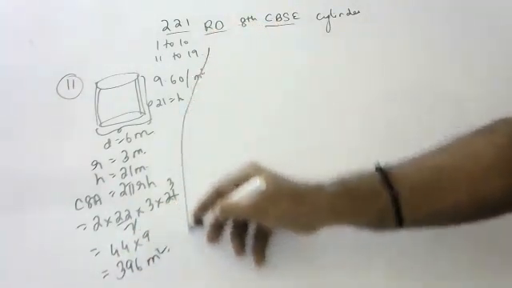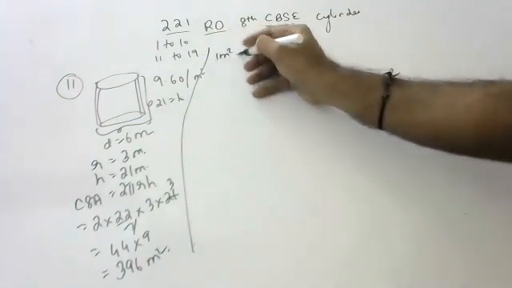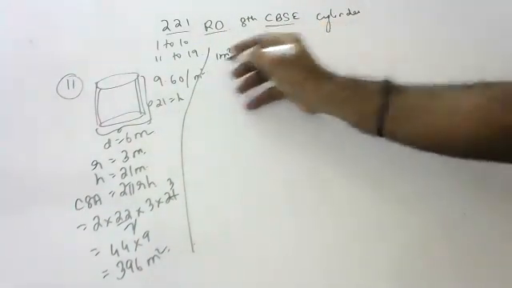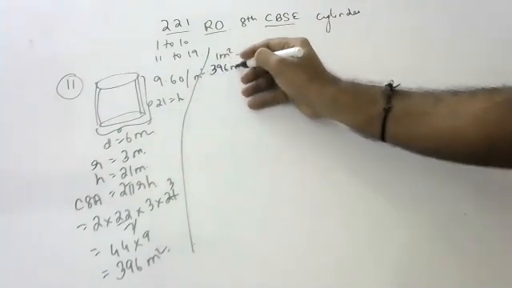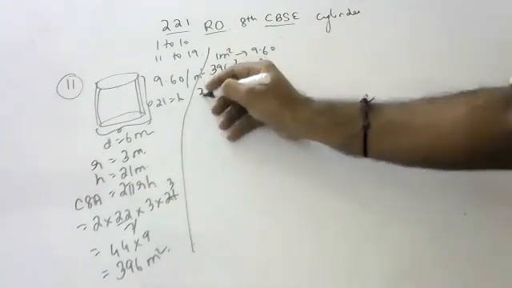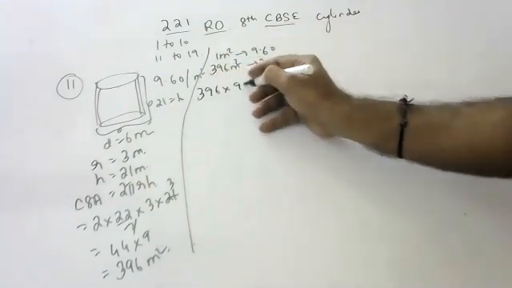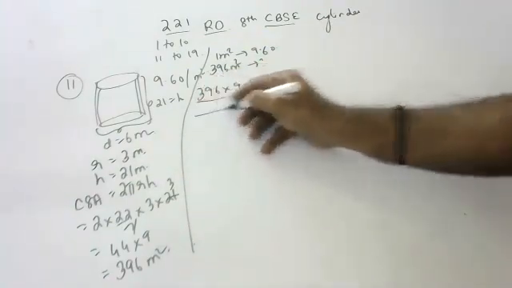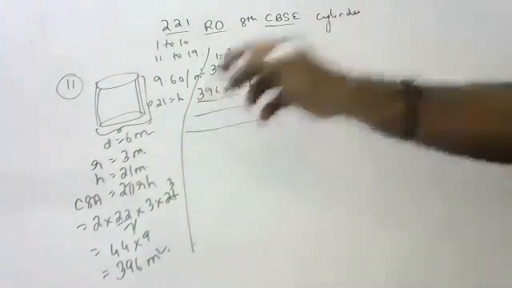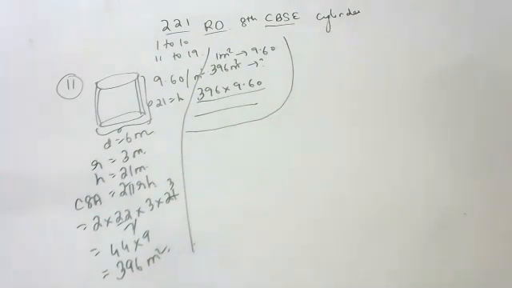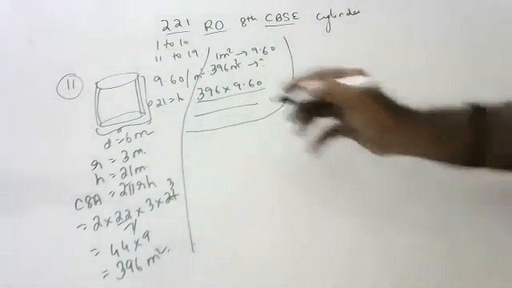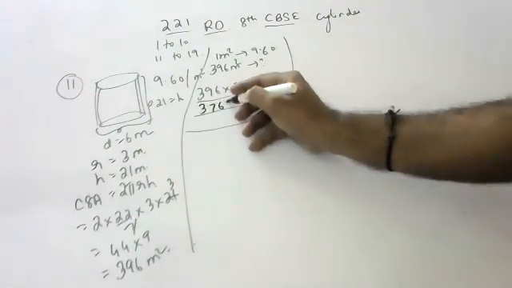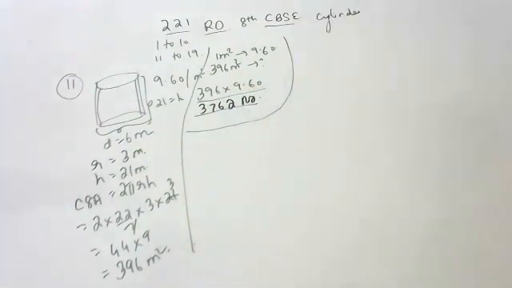The price will be 960 times 396. One meter square is 960, so 396 meters square is how much? So 396 into 960. Can anyone tell me the simplification? The answer is 3,80,160 rupees. Okay.